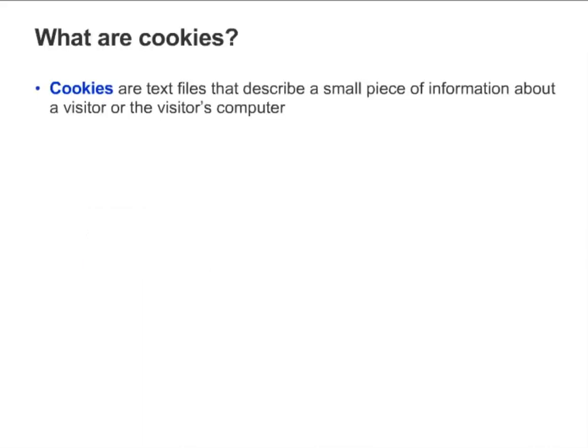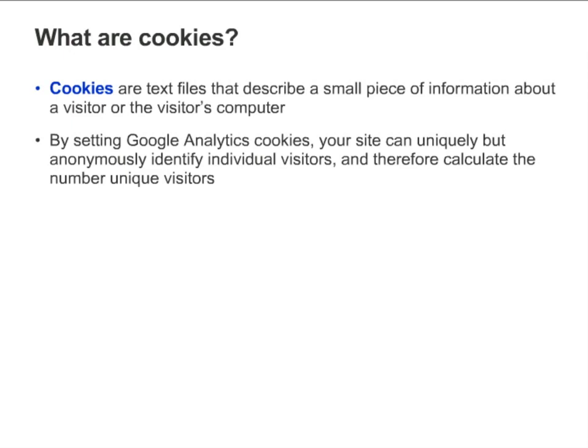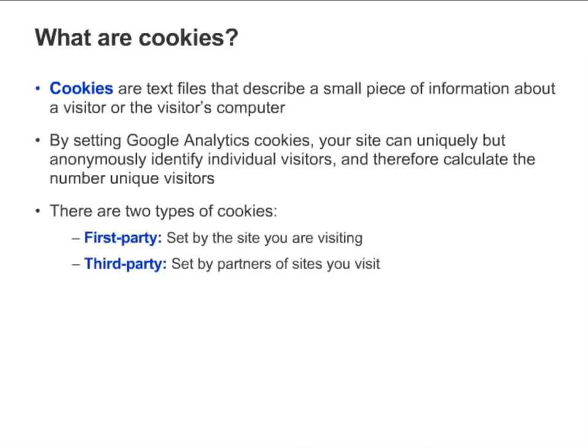Some websites store information about you or your computer in a small file called a cookie. The cookie is stored on your hard drive. Sites that run Google Analytics issue first-party cookies that allow the site to uniquely but anonymously identify individual visitors. So when a visitor returns to a site that runs Google Analytics, the site is able to remember that the visitor has been to the site before, and Google Analytics will only count that visitor once in unique visitor calculations.